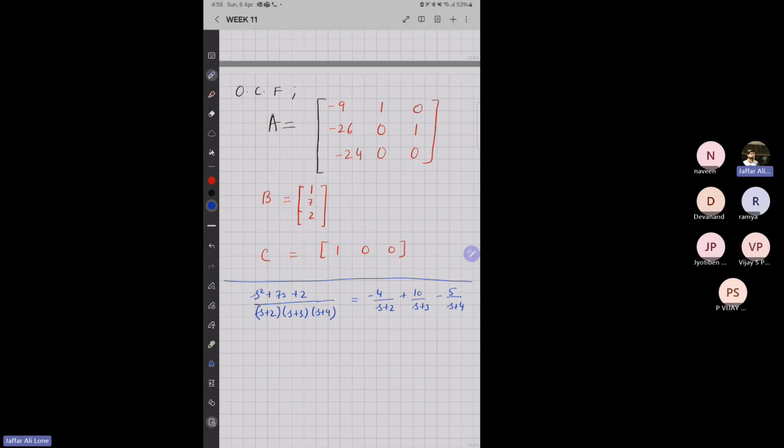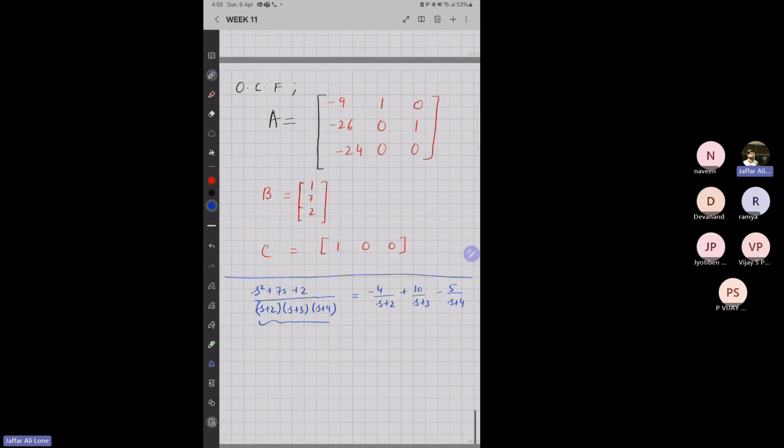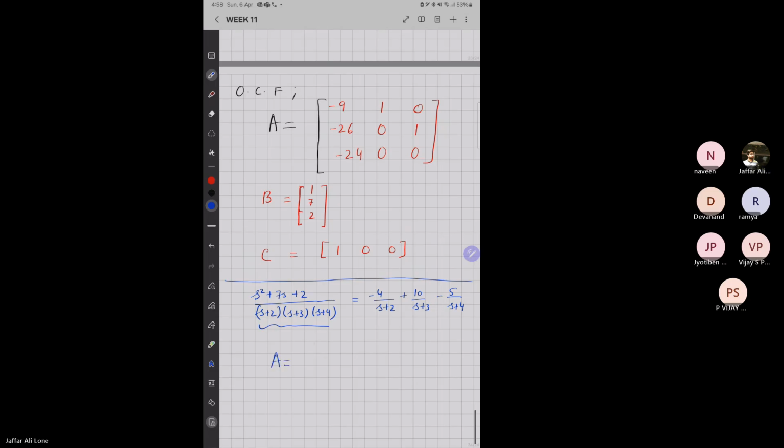Right? So when your poles are distinct, then you can always write it like this, and then when doing partial fraction, you can find it like this. And then my A matrix will be just the diagonal elements of this. So my poles are what? Minus 2, minus 3, minus 4. So my A will be minus 2, minus 3, minus 4 on the diagonal, and 0 everywhere else.